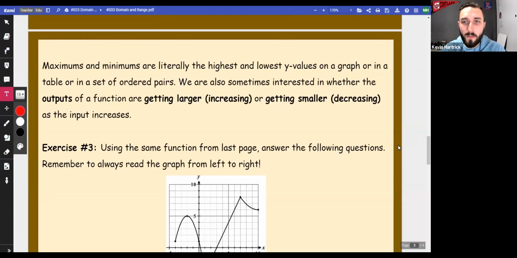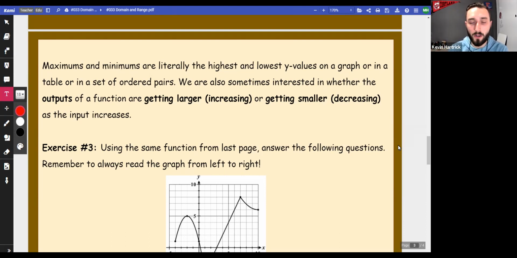All right, maximums and minimums are literally the highest and the lowest y values on a graph or in a table or in a set of ordered pairs. We are also sometimes interested in whether the outputs of a function are getting larger, which we call increasing, or getting smaller, which we call decreasing, as the input increases, okay?